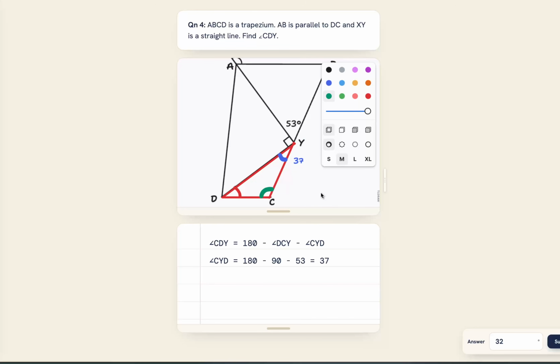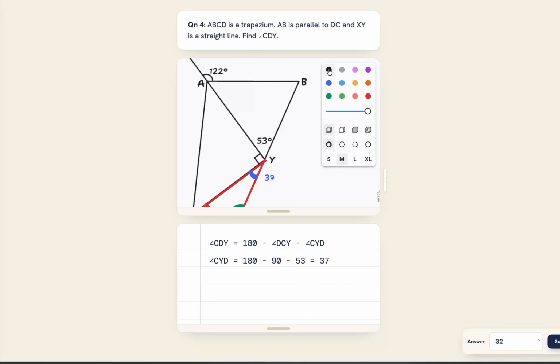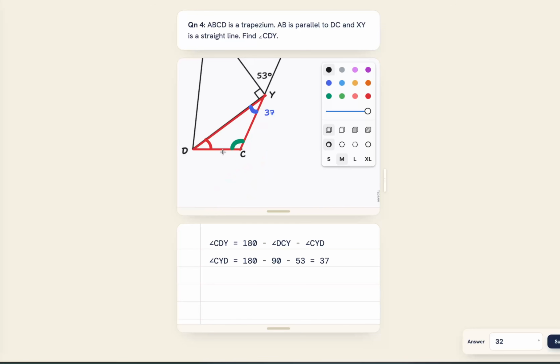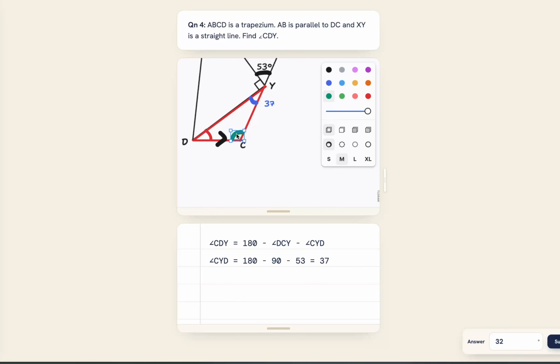So you see over here. How do you find angle DCY? We know that AB is parallel to DC because they are a trapezium over here. So AB is parallel to DC. Essentially, we want to know what is the angle DCY.